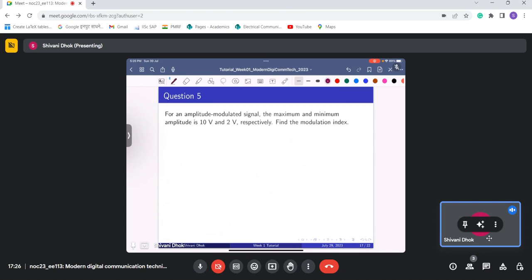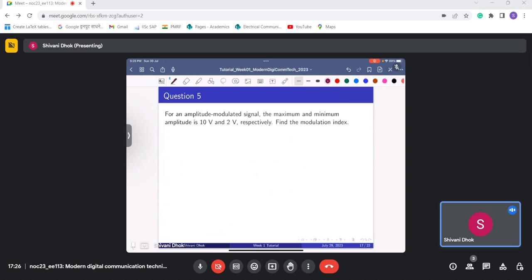Now let us look at some questions similar to those in assignments 1 and 2, which are related to amplitude modulation and frequency modulation. So let's start. What we have here is that it is given to us that we have an amplitude modulated signal, and the maximum and the minimum amplitude is given, that is 10 volt and 2 volt.